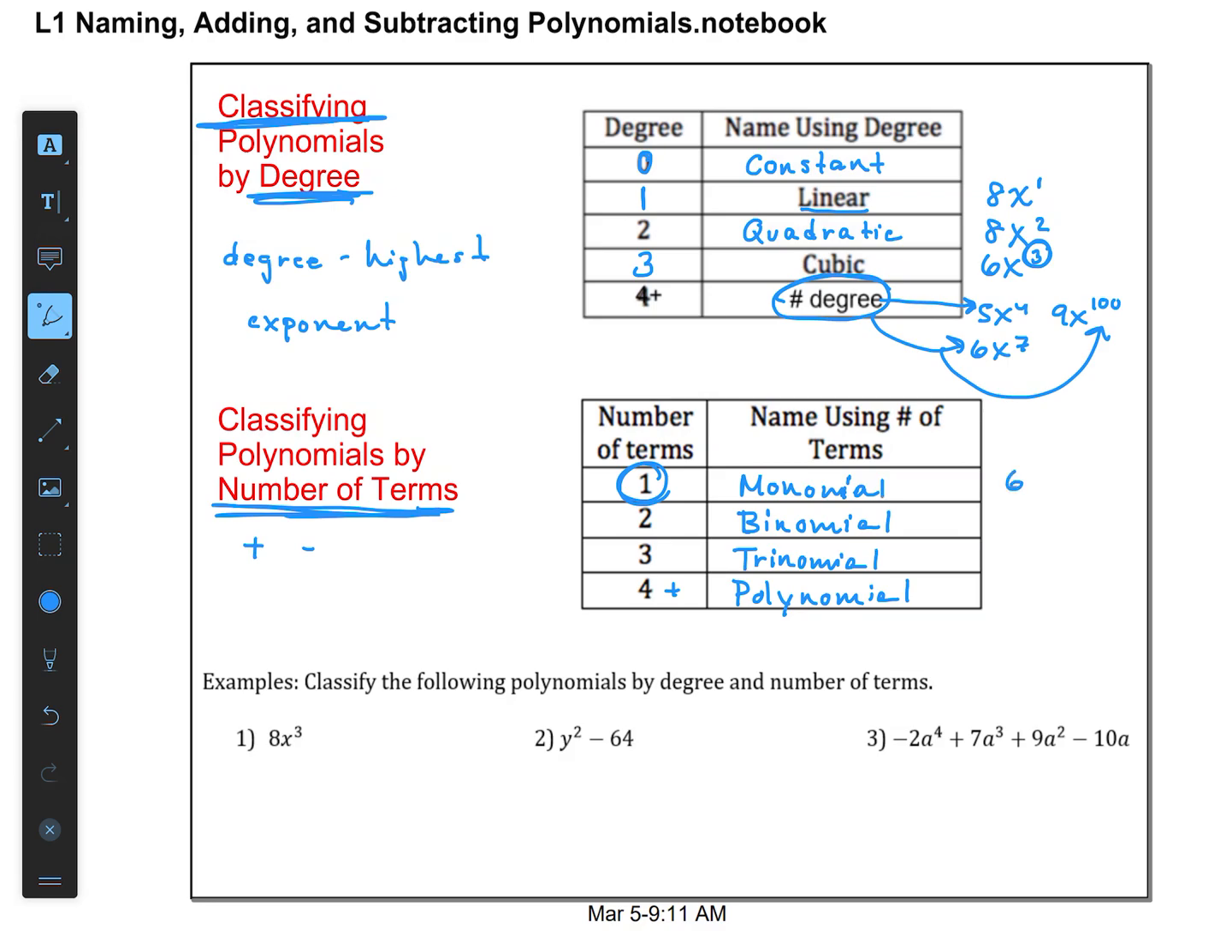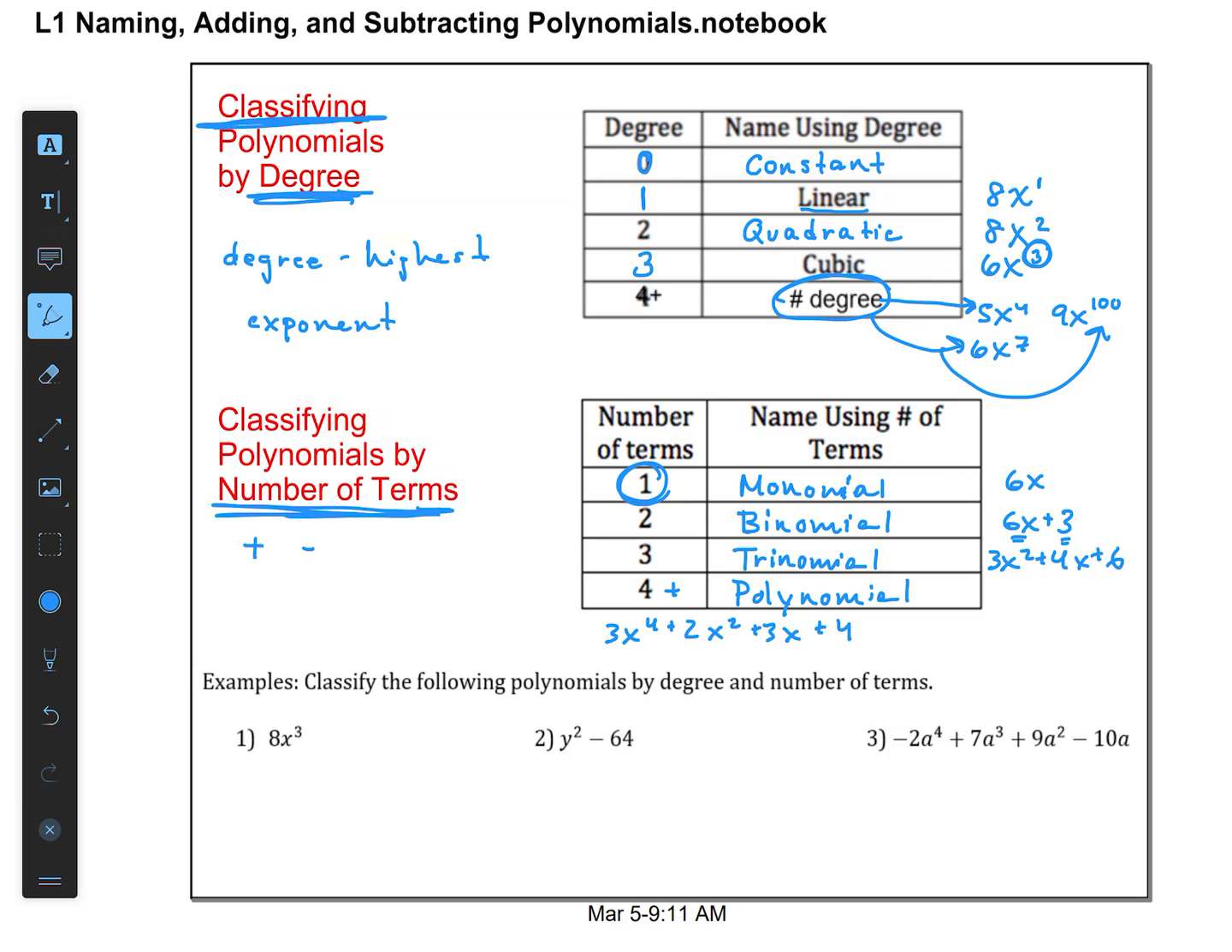Okay, so you have some examples. One term might be something like 6x. There's only one term there. There's no plus or minuses. If we have two terms, it might be 6x plus 3, because 6x is a term and 3 is a term. Three terms might be 3x squared plus 4x plus 6, because we have 3x squared, 4x, and 6. And then a polynomial, anything with 4 or more, could be 3x to the fourth plus 2x squared plus 3x plus 4. Something like that would be a polynomial.